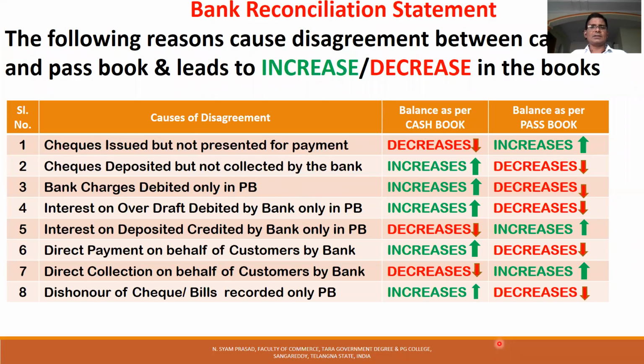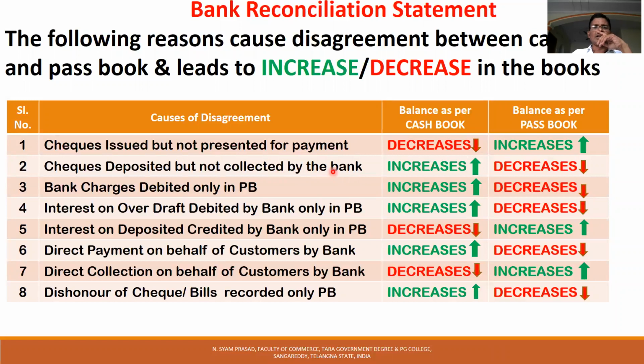So once again, I will discuss. You have to know whether, for every point of disagreement, the cash book balance increases or decreases. I will show. First point, check issued but not presented for payment. Check issued, we are debiting our cash book. That means cash book balance decreases. There is no presentation for payment. So when the cash book balance decreases, the passbook balance increases.